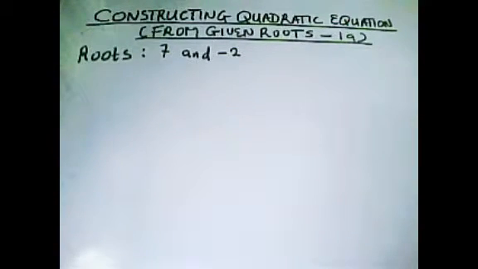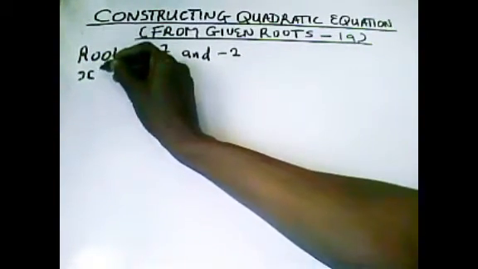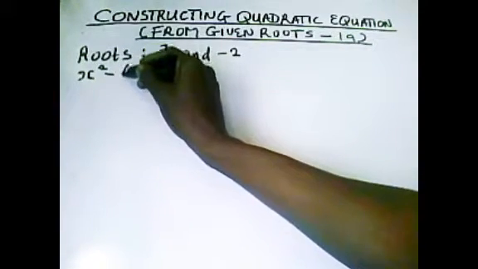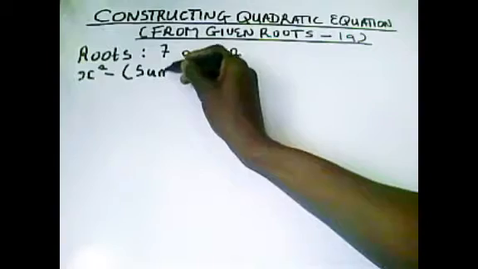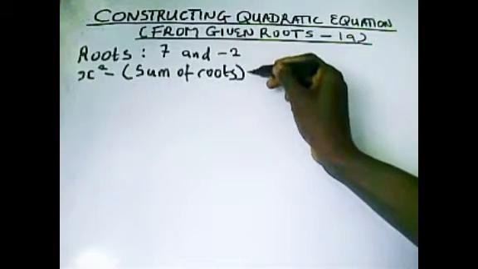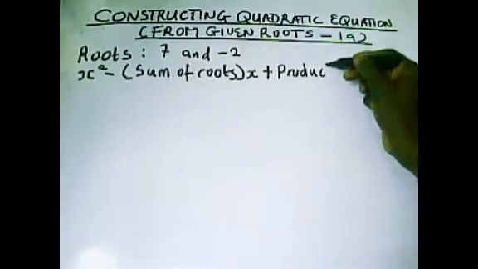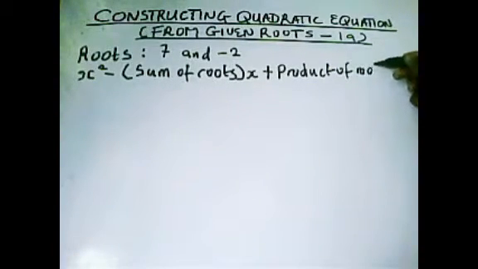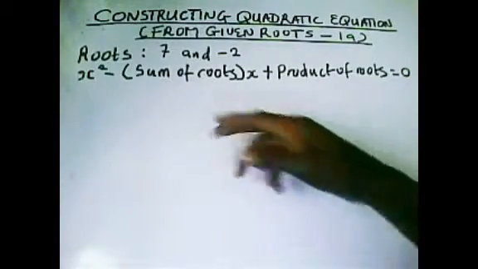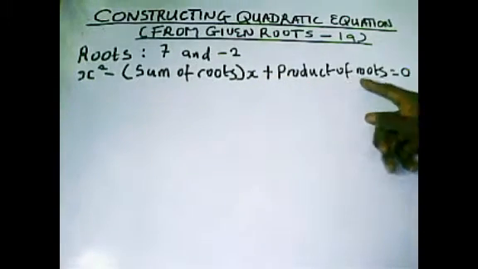And the method we are going to use in solving this problem on the board is, we can say x squared minus, into bracket, sum of roots, close bracket x, then we say plus product of roots, all equals to 0. That is the formula we are going to be using in solving this problem. So we say x squared minus sum of roots of x, then plus product of roots.